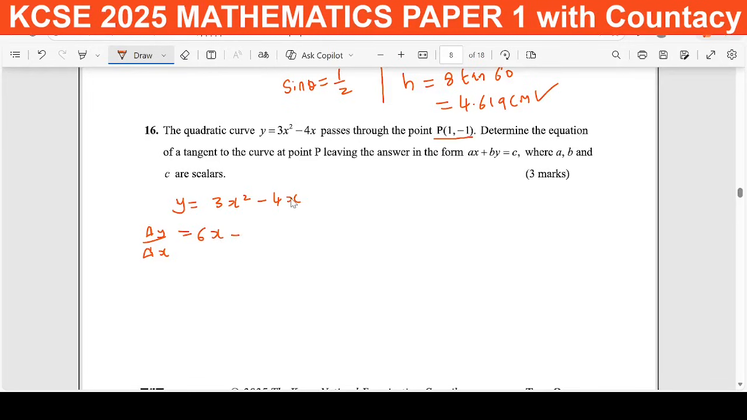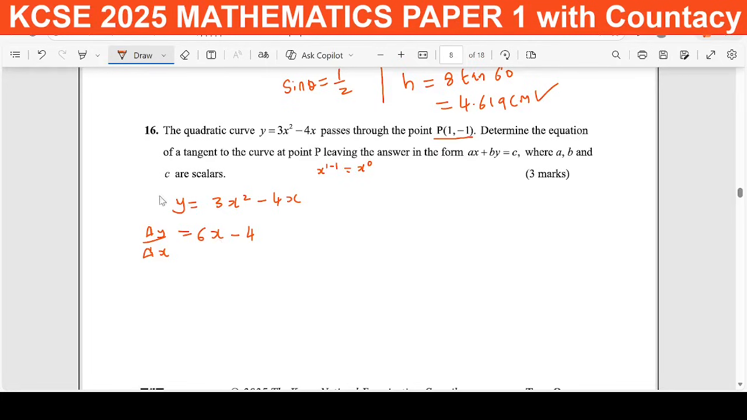And finally, minus 4. If this x was x to power 1, then we reduce the power by 1, and this is x to power 0, and x to power 0 is just a 1, therefore 4 times 1 doesn't change much, it just remains a 4. Therefore the equation for this curve, when it is differentiated, becomes 6x minus 4, and this now becomes our gradient.